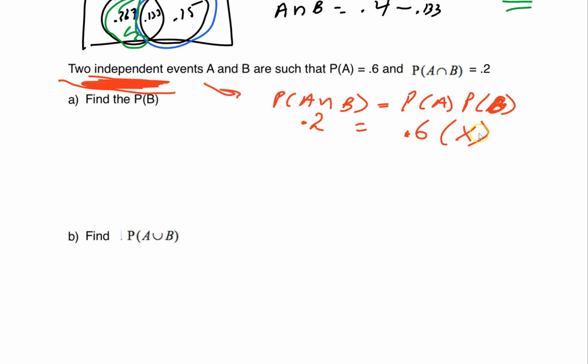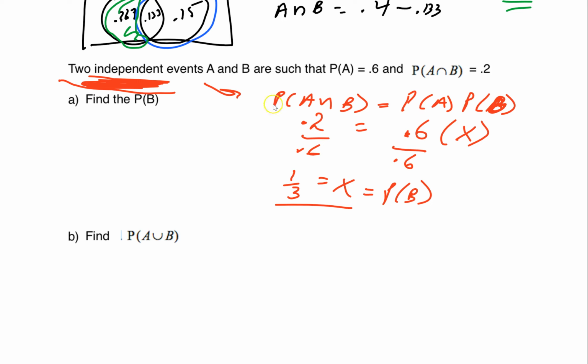Right, now it's a very simple problem to solve. Oh, you want to solve for X? Just divide by 0.6. Since I know it's independent, I can use the formula. And I get X is equal to, just move it over, 2 over 6, or 1/3. That's the probability of B.